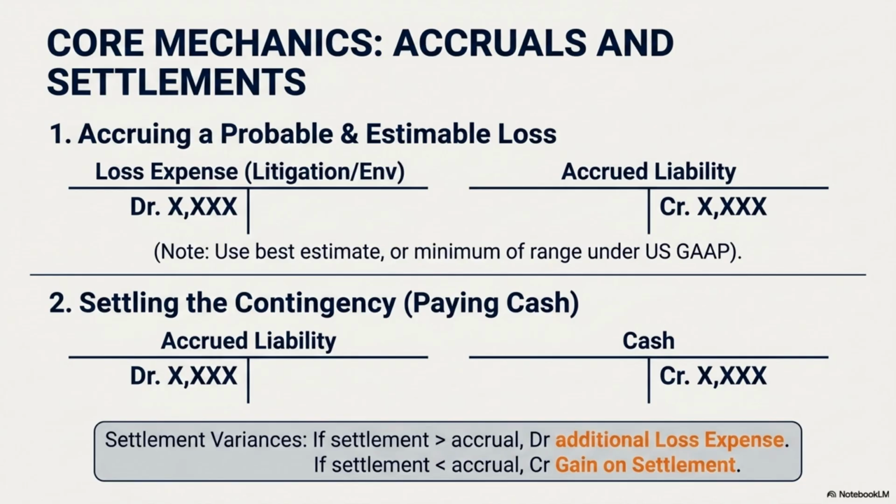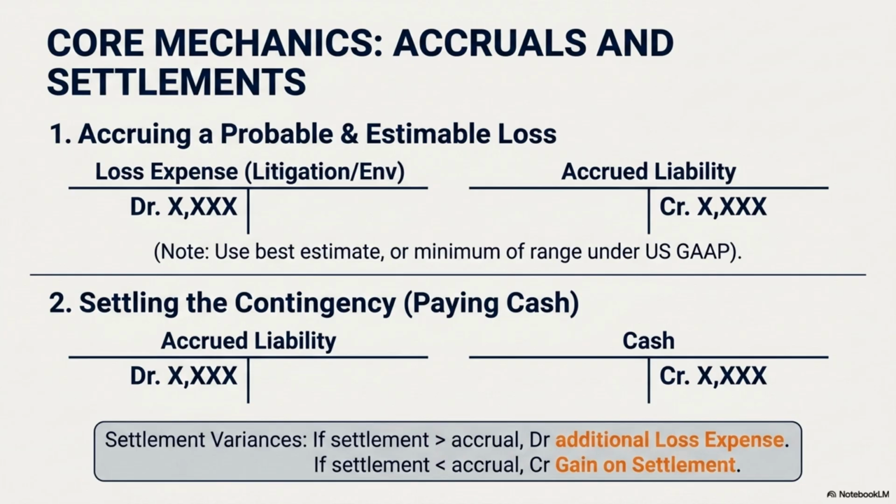Two foundational journal entries. Let us walk through both cleanly. The first is the accrual entry when a loss is probable and estimable. You debit a loss expense, labeled to the nature of the contingency, whether that is litigation loss expense, environmental remediation expense, or similar, and you credit an accrued liability on the balance sheet. The amount is your best estimate, or if you only have a range and no amount within it is clearly better, the minimum of the range under US GAAP.